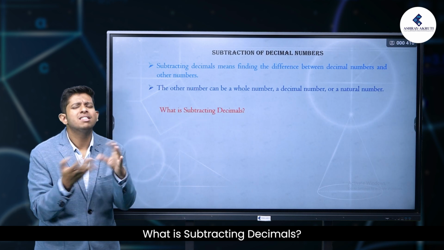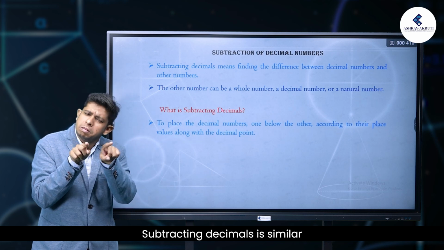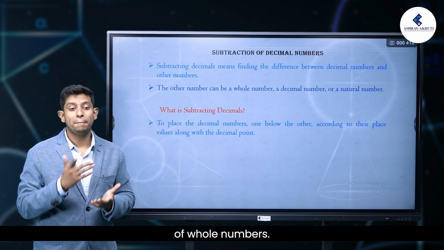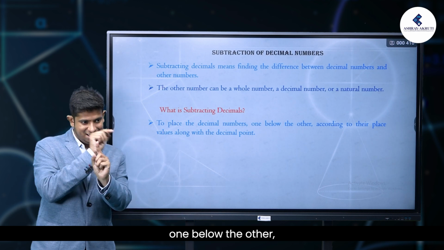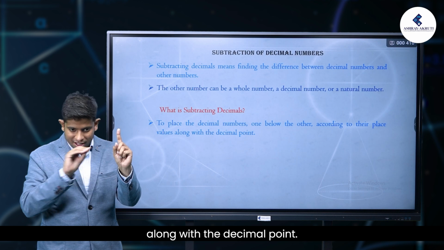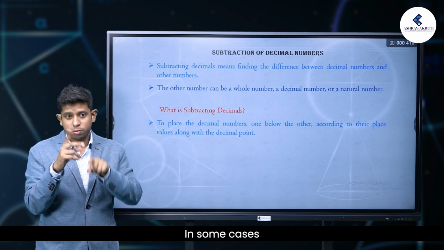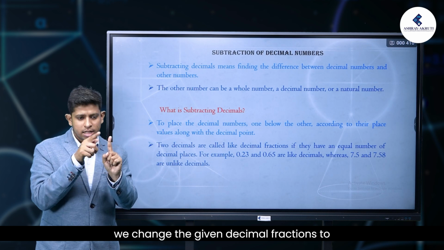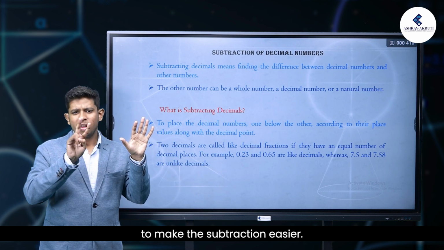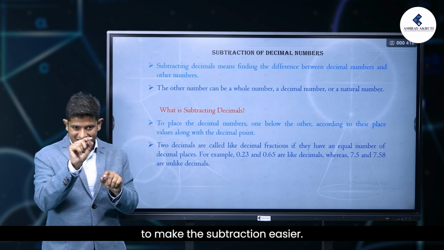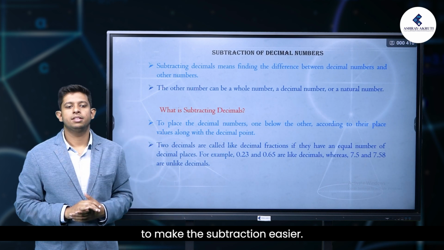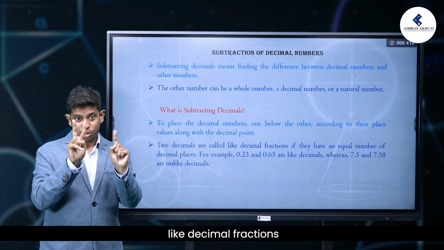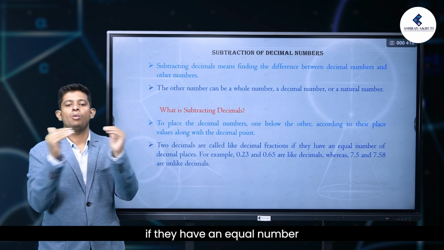What is subtracting decimals? Subtracting decimals is similar to the usual subtraction of whole numbers. We just need to place the decimal numbers one below the other according to their place values along with the decimal point. In some cases, the two given numbers are different. If needed, we change the given decimal fractions to like decimal fractions to make the subtraction easier. Two decimals are called like decimal fractions if they have an equal number of decimal places.